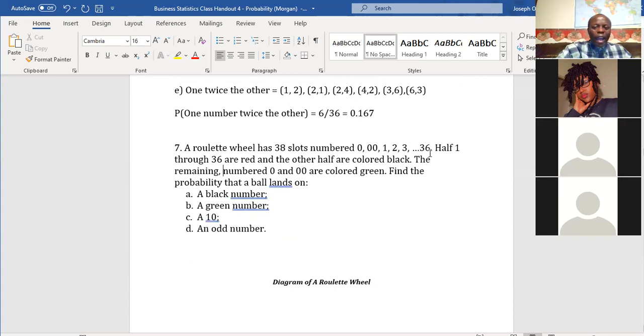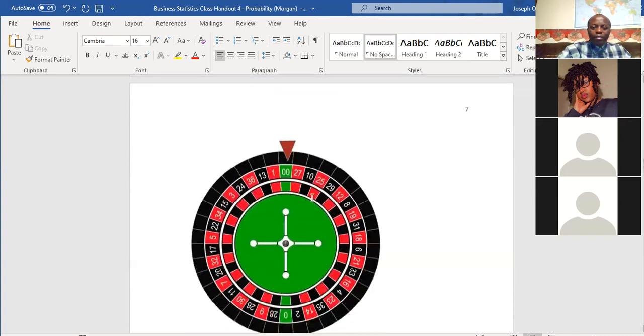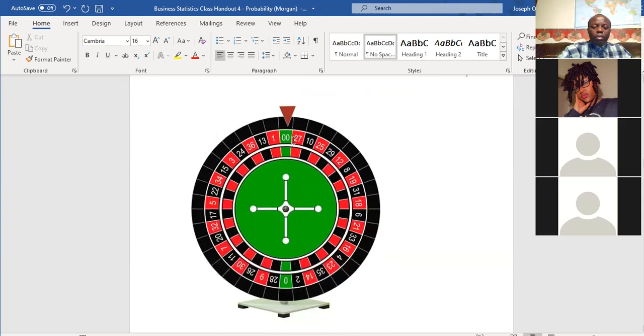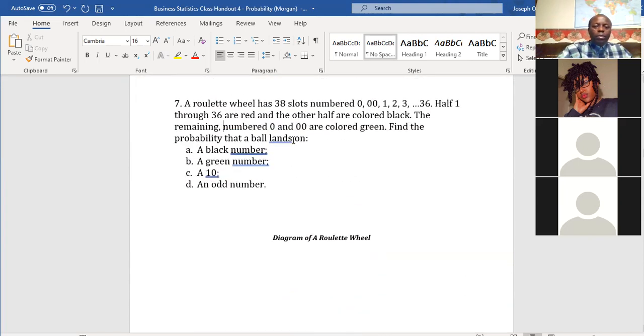Anyway, half of 1 through 36 are colored red, and the other half are colored black. You can see the red and black. Now you have the green ones, which are the 0 and 00. So the remaining numbers 0 and 00 are colored green. Find the probability that a ball lands on a black number, a green number, a 10, and also an odd number. So let us see how this works.